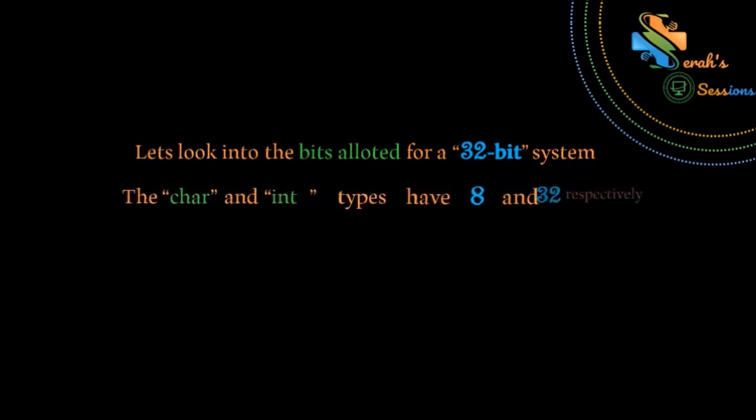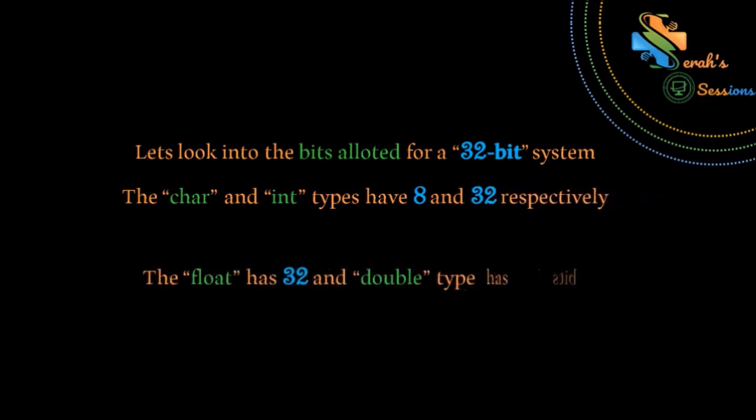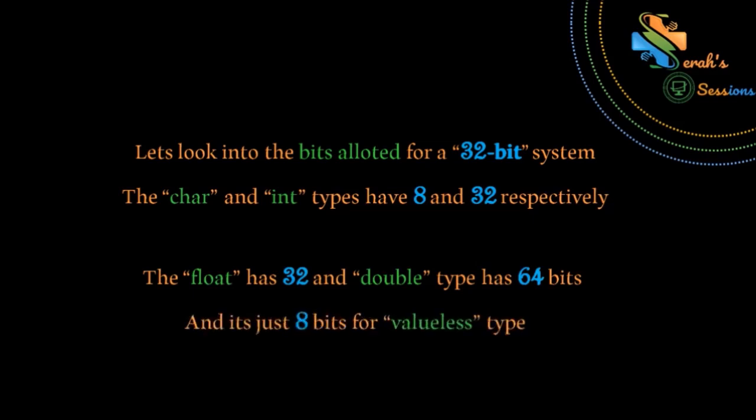Let's look into the bits allotted for a 32-bit system. The char and int types have 8 and 32 bits respectively. The float has 32 and the double type has 64 bits. And it's just 8 bits for the valueless type.